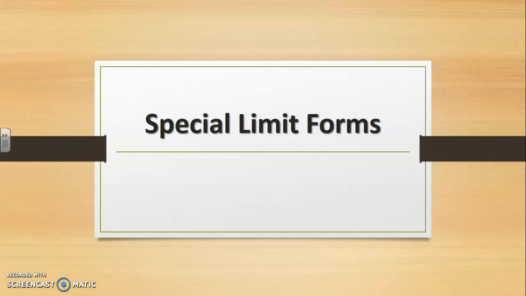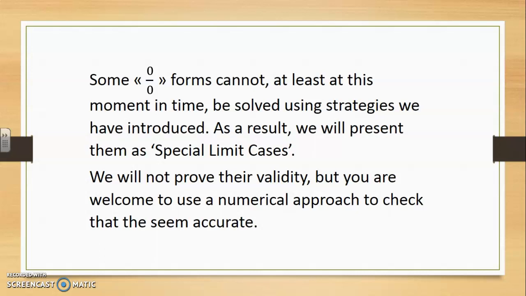In this particular video we will spend some time discussing the special limit forms. Some 0 over 0 forms cannot, at least not at this time, be solved by using strategies we've introduced, such as factoring and cancelling, rationalization, or simplifying fractions. As a result, we're going to present these as special limit cases. We're not going to prove their validity, but you are always welcome to use a numerical approach to at least verify that they are accurate.